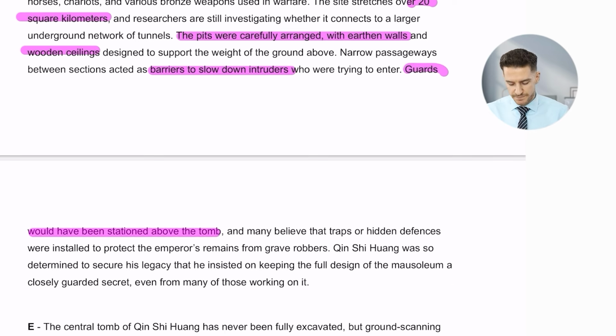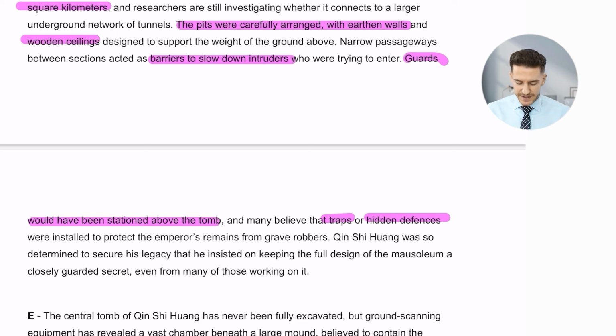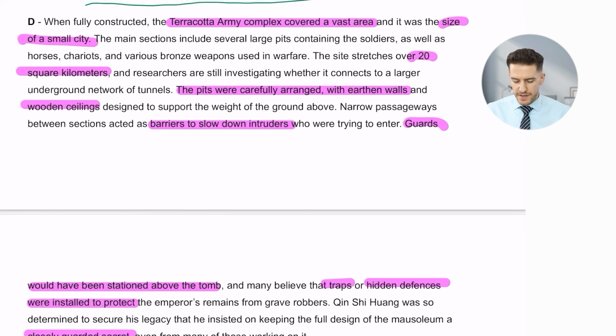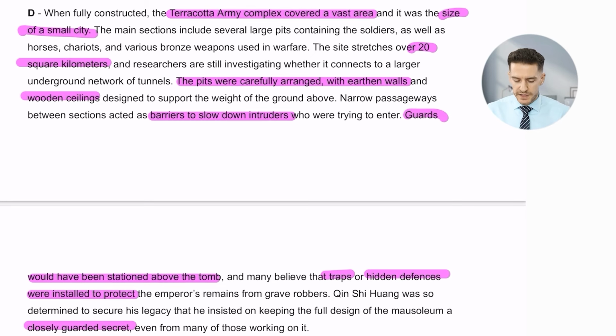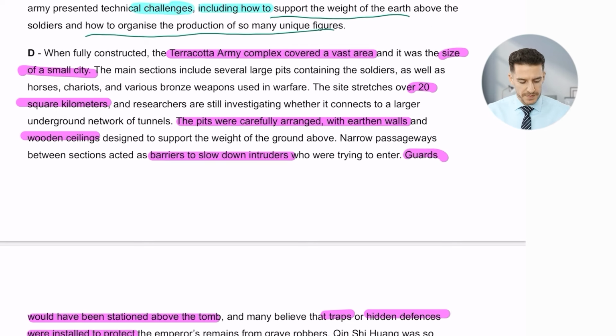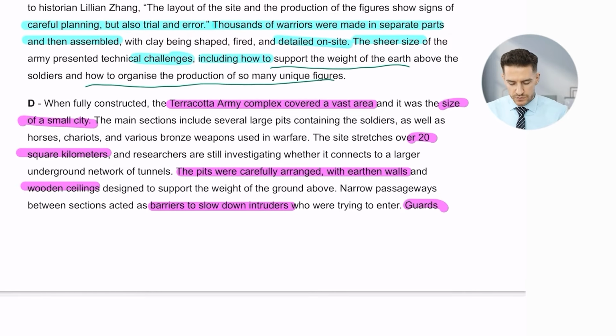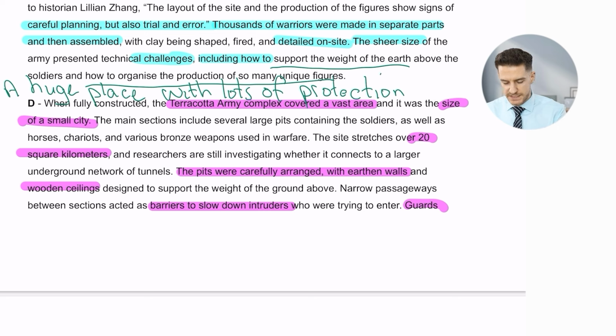Guards would have been stationed above the tomb. There were traps, maybe hidden defenses were installed to protect the emperor's remains. Qin Shi Huang was so determined to secure his legacy that he insisted on keeping the full design a closely guarded secret. So there are some different ideas in there, but when I think about giving this one a title, what I think of is it's talking about how big the terracotta army complex is, and it's also talking about security. So if I was going to give this a title, I'd say something like this: a huge place with lots of protection. Okay, that's the main idea of this paragraph.